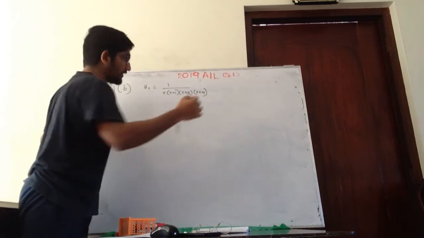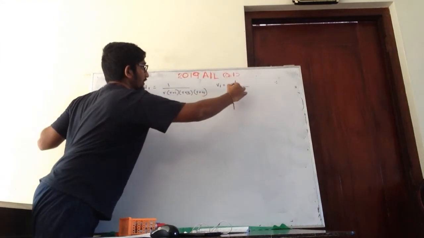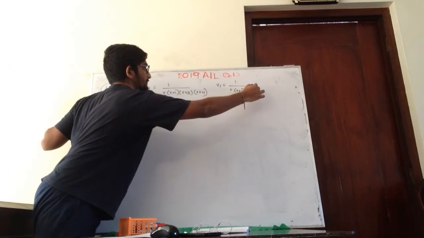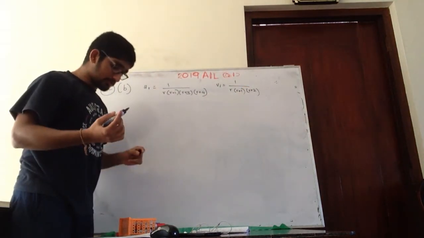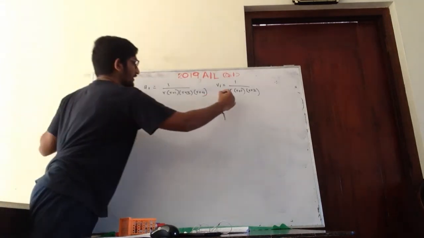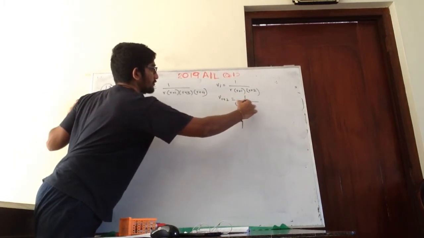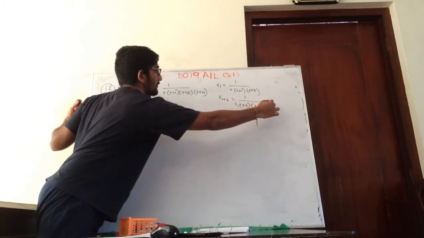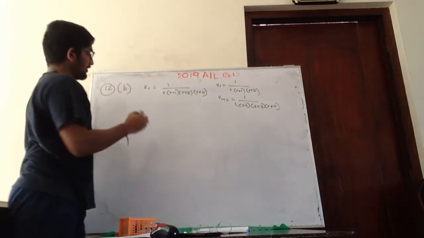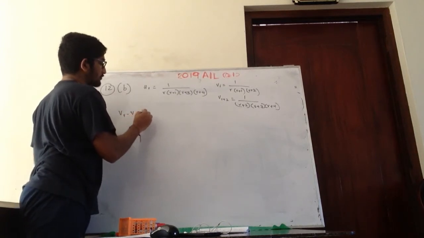Then they are giving VR as 1 over (R plus 1)(R plus 2). Then they are asking us to get the difference between VR and VR plus 2. So I'll write VR plus 2 as well: (R plus 2)(R plus 3)(R plus 4). So I just replace R with R plus 2.